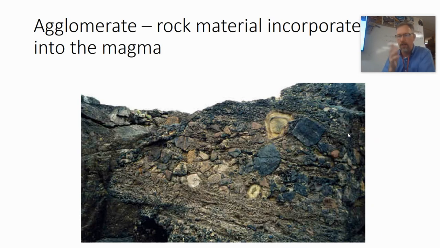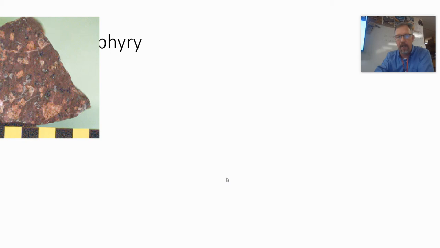Last kind of thing here, we'll actually go through a couple of them here. This is an agglomerate. You can see this is a basaltic type magma flow, or at least it looks like it's high in iron and magnesium. And the rocks that were part of that volcanic eruption just got fused right into the magma flow, so we call that agglomerate. The last texture is what we call porphyritic.